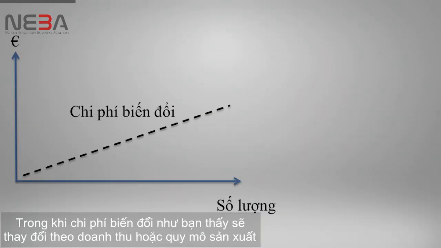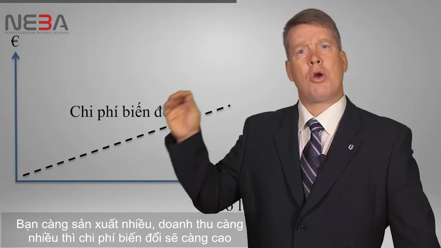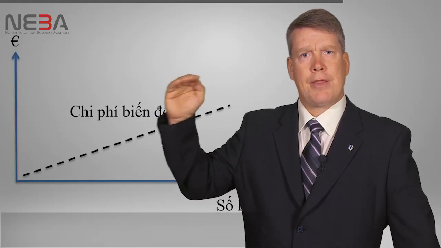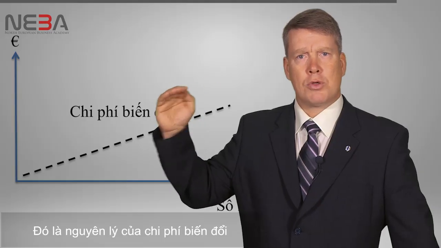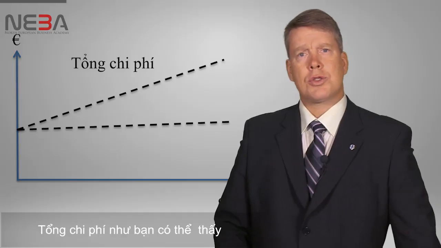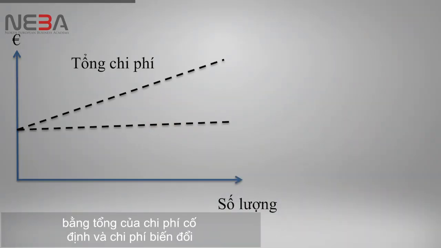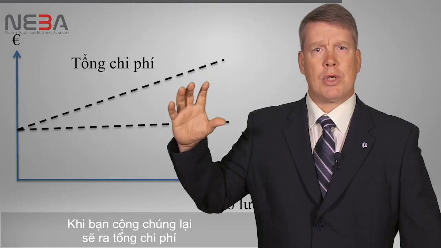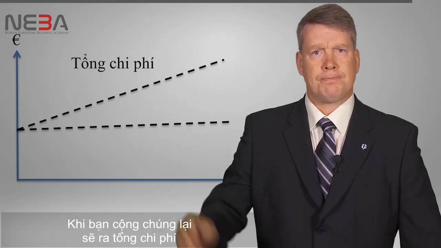Variable costs, like you can see, change according to your sales or production. The more you produce, the more you sell, the more you have variable costs. That is the principle of variable costs. Total costs, as you can see, are calculated from fixed and variable costs together. When you put them together, you get the total costs.